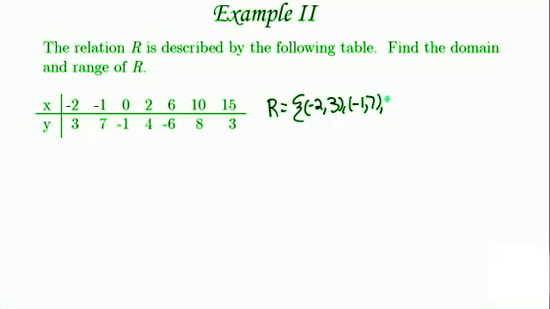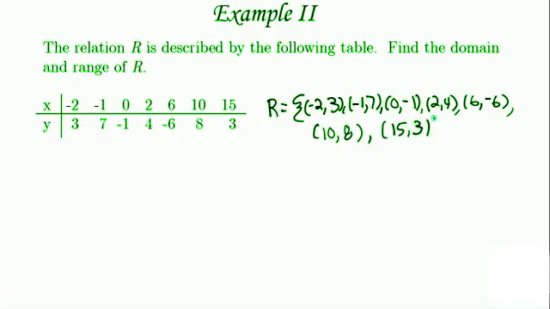-1, 7, 0, -1, 2, 4, 6, -6, 10, 8, and then finally 15, 3. So I have this written out as a set of ordered pairs. It's a set of ordered pairs, and I'm asked to find the domain.